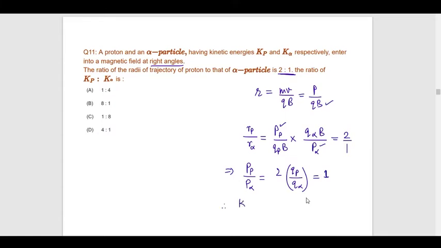And hence, the kinetic energy ratio will be equal to momentum of proton upon 2 times the mass of proton, and 2 times mass of alpha divided by momentum of alpha. So since we know that the momentum ratio of proton to alpha is 1, this ratio will be m alpha upon mp, and we know that this is equal to 4. So the answer is 4 to 1, option D.